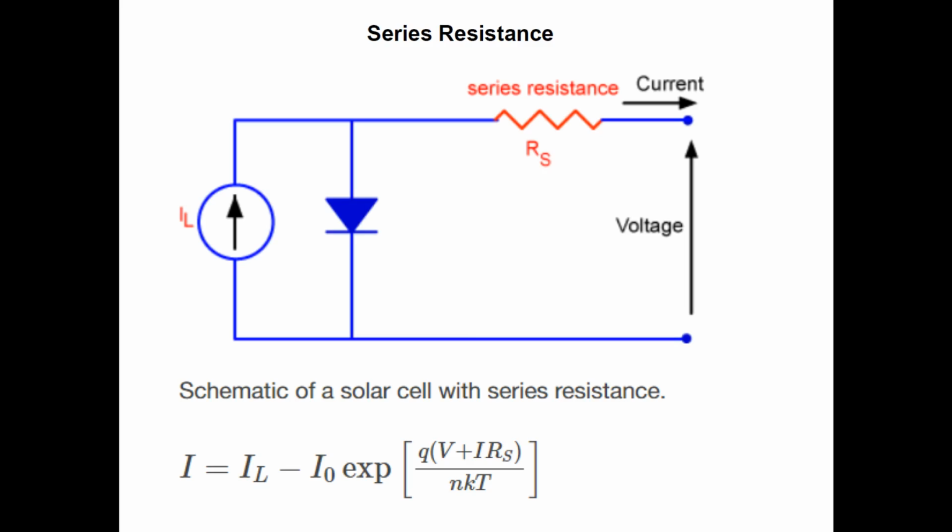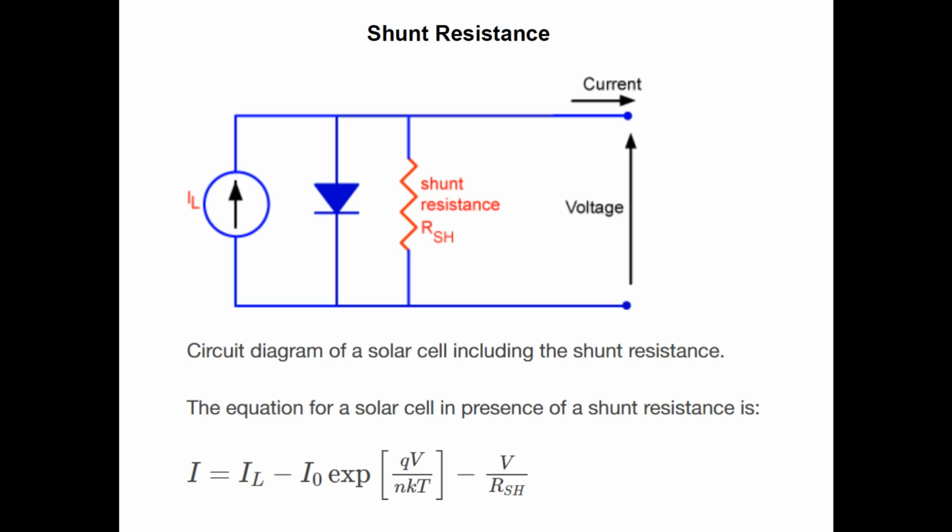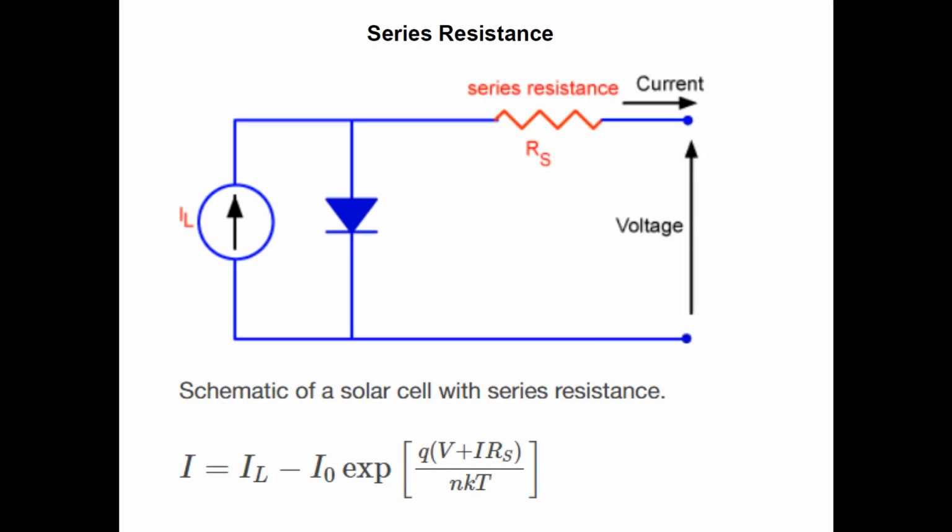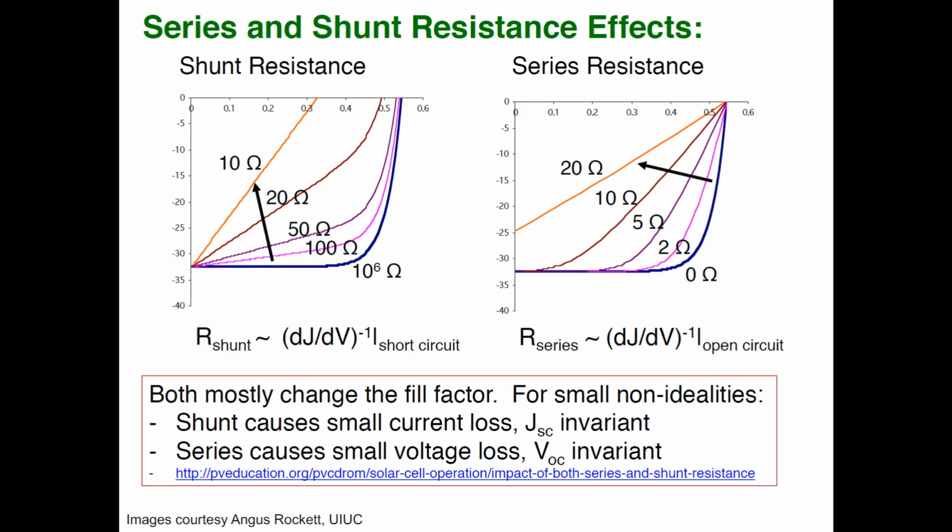Whereas for the series resistance, if we forget the shunt resistance for a while and just concentrate on this term here, we will see that basically a small series resistance gives you a higher value of current there.